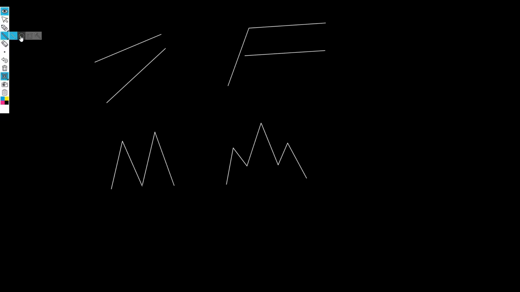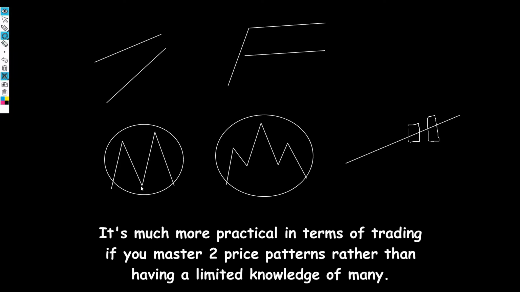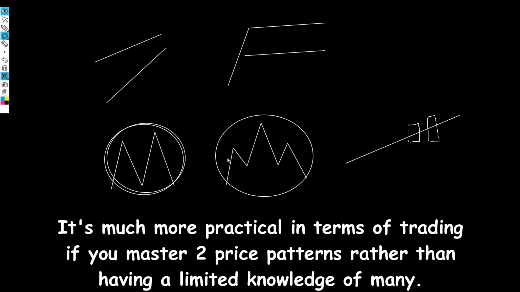What I want you to keep in mind is that the double top and bottom and the long and short H&S is more than enough to confirm a higher time frame's bias when used in conjunction with trendline breakout confirmations. I'll be going over trendline breakout confirmations in the next lesson. Like I always say, it's much more practical in terms of trading if you master 2 price patterns rather than having a limited knowledge of many price patterns. So just remember, it's quality over quantity.